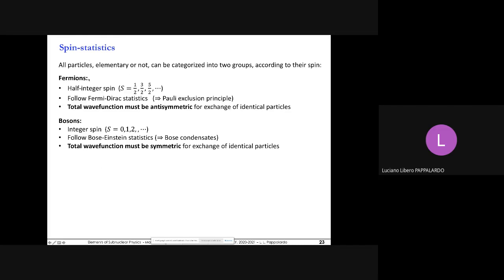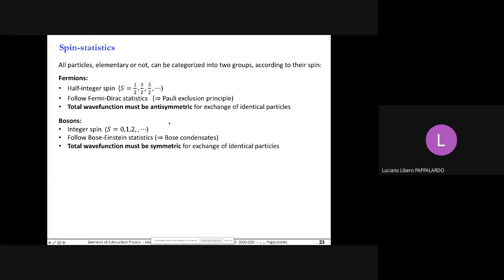All particles, either elementary or not, can be categorized into two groups according to their spin. So fermions, which come with a half-integer spin, 1/2, 3/2, 5/2, etc. They follow the Fermi-Dirac statistics. So for instance, they have to obey the Pauli exclusion principle. And what matters now for us is that the total wave function must be antisymmetric for exchange of any identical fermions.